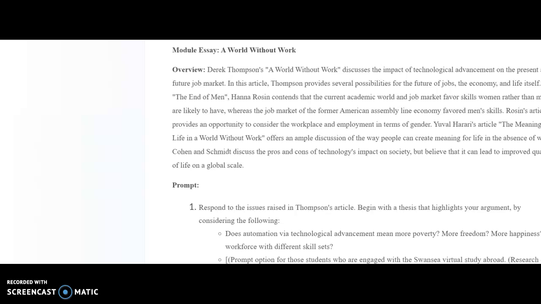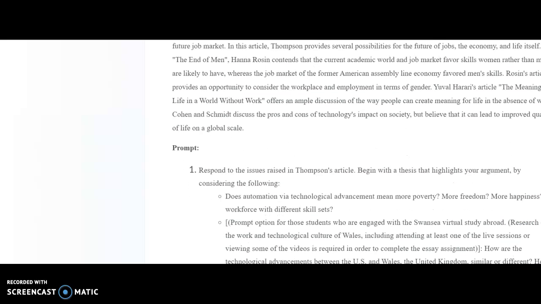And again, this is regarding automation and freedom, or the module essay, A World Without Work. You'll be referring to Derek Thompson's article, A World Without Work, in your essay. Many of the different authors discuss different aspects of work. They discuss different aspects of technology and work and how our work will be impacted by these kinds of technological changes in the future. So I'd like you to really take a look at those.